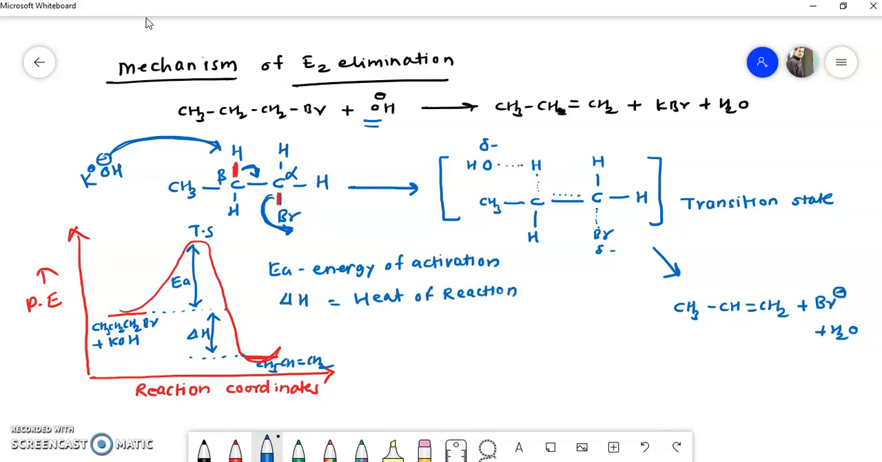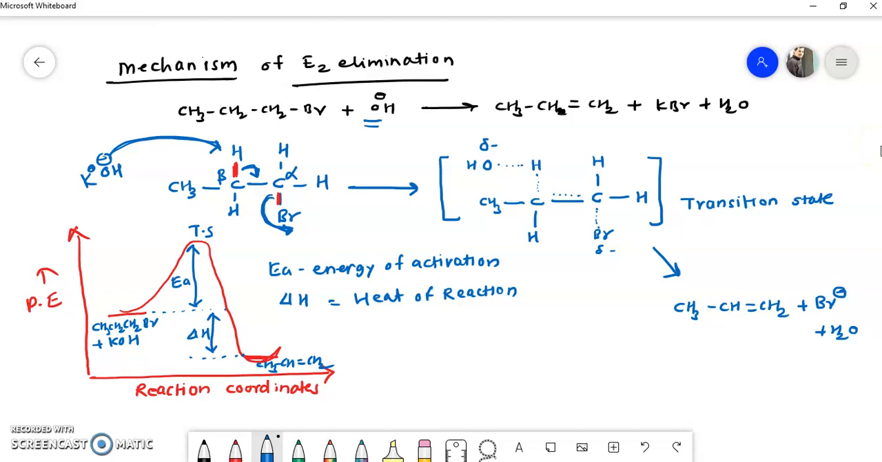You will find here that the energy of product is less than the energy of reactant, and that's why the reaction is spontaneous and the product is stable. If the energy of product is more than the starting material, then the reaction will not happen, remember always. So this is all about the mechanism of E2 elimination.